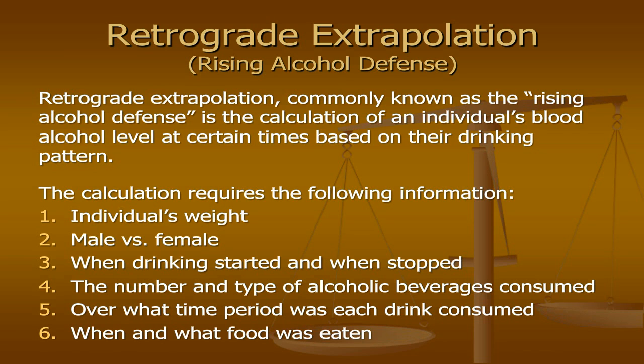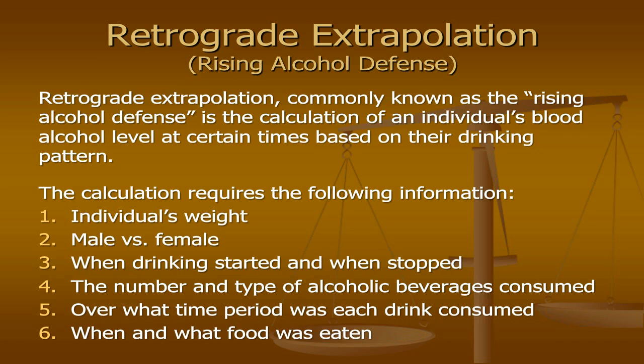Then we interview the client, find out what they had to drink and when, and then we use a computer program to try to calculate what their alcohol level was at the time of driving. Now, we'll get into that a little bit more. In order to do the calculation, we need information. Individual's weight, male versus female, and yes, size does matter. When did drinking start? When did it stop? The number and type of alcoholic beverages consumed, over what time period was each drink consumed, when and what food was eaten. This is the majority of information. We may go into a few other things.